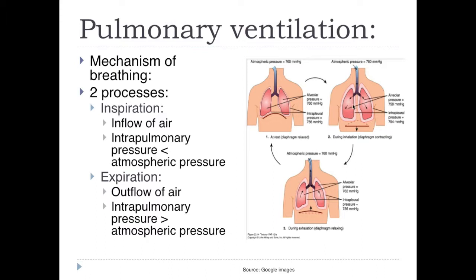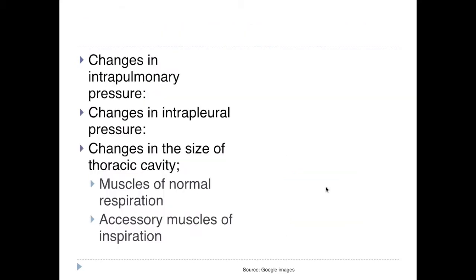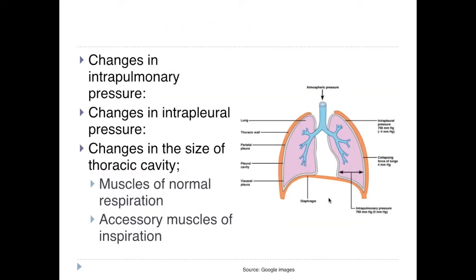Here you can see when intrapulmonary pressure decreases below atmospheric pressure, that is inspiration. And expiration refers to outflow of air that occurs when intrapulmonary pressure rises above the atmospheric pressure. Why is it so? Because we cannot change atmospheric pressure, we can change only intrapulmonary pressure. Now, changes in the intrapulmonary pressure govern the respiratory cycle of inspiration and expiration.